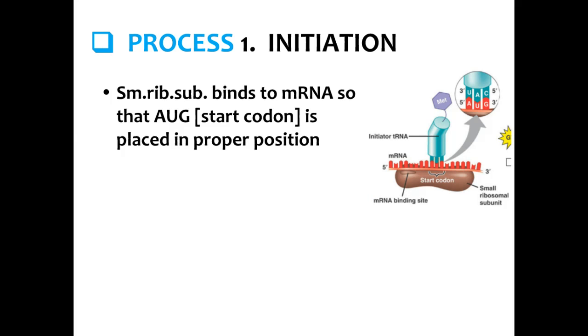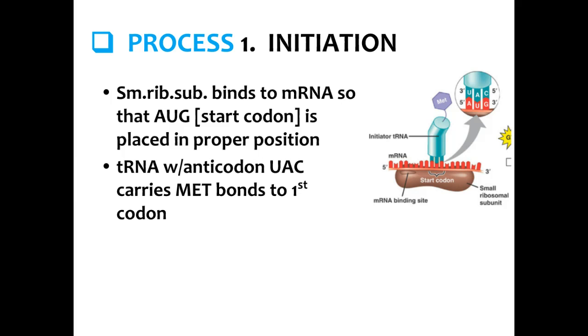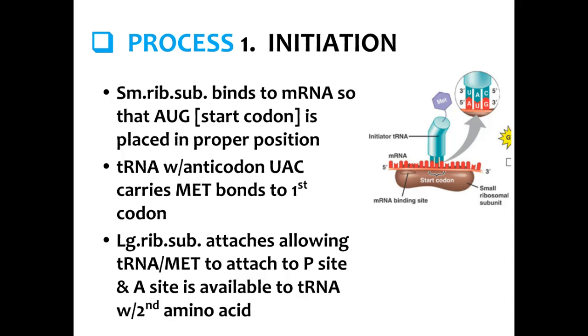So process. Initiation. The small ribosomal subunit will bind to the messenger RNA and read the start codon. Here comes tRNA with its anticodon, bringing its amino acid, will bond, and then the large ribosomal subunit will attach.